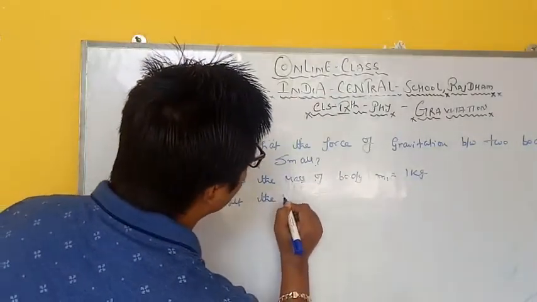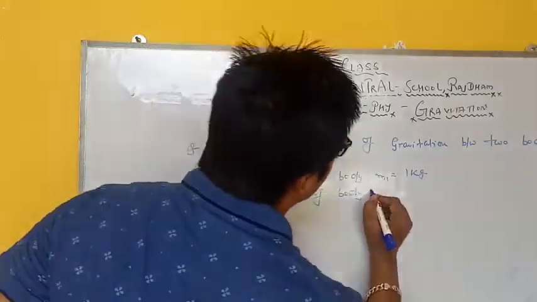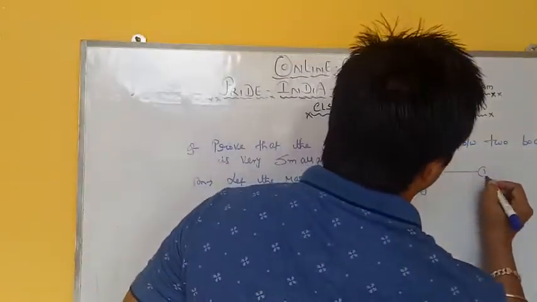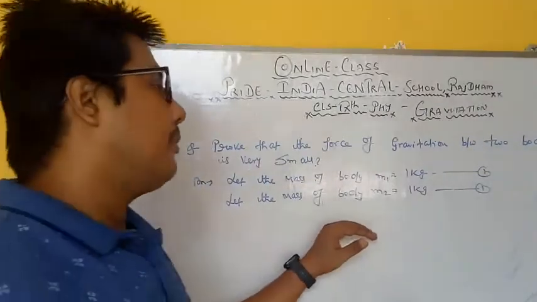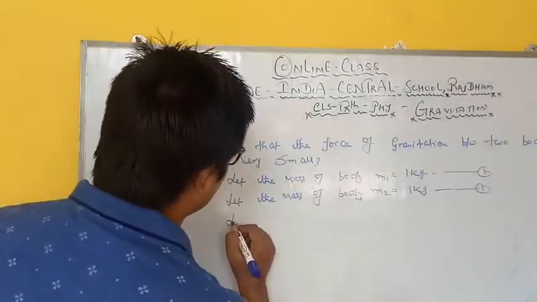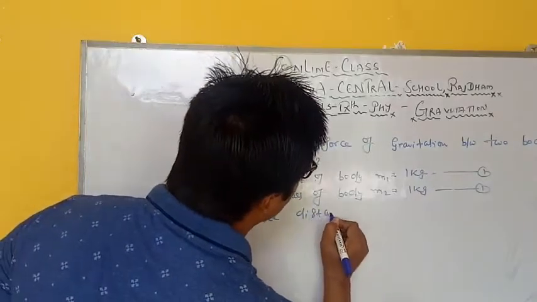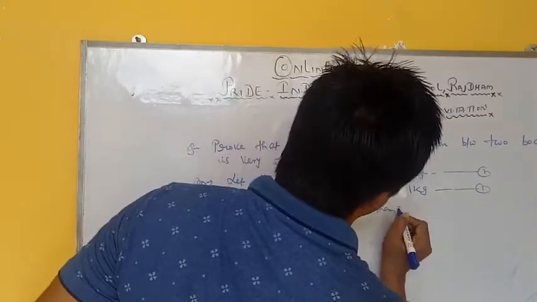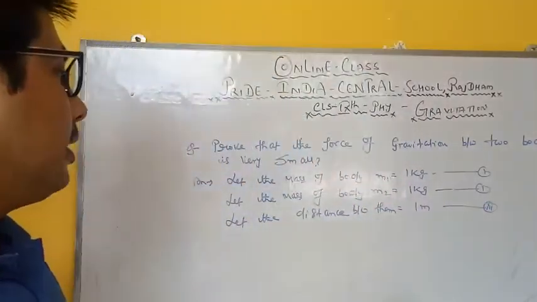Let the mass of body m2 also be equal to 1 kg. And let the distance between them be 1 meter apart.